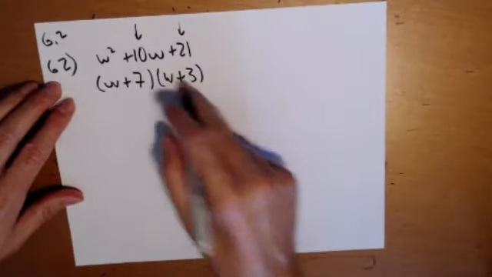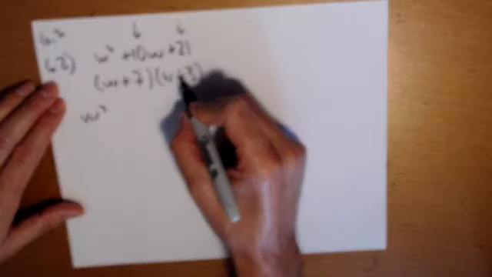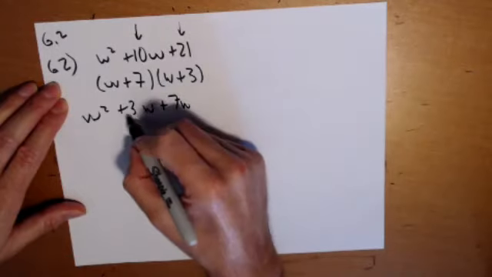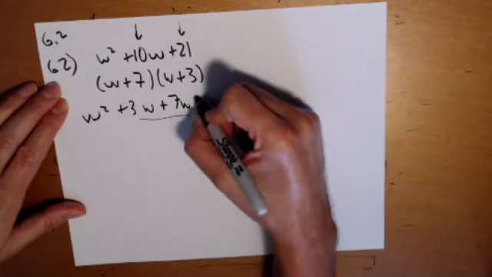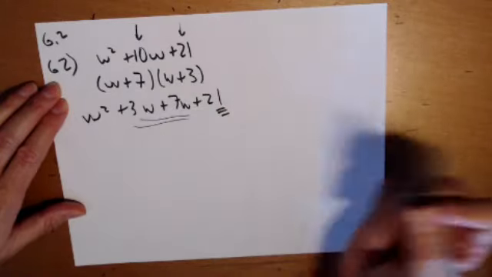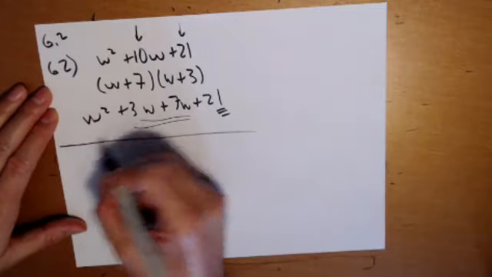If we were to FOIL, W times W is W squared. W times 3 is 3W, 7W. See how they add up? And 7 times 3 is 21. Oh, they multiply to 21, but they add up to give me 10. Okay, so that's just the game. So we're playing the game backwards.